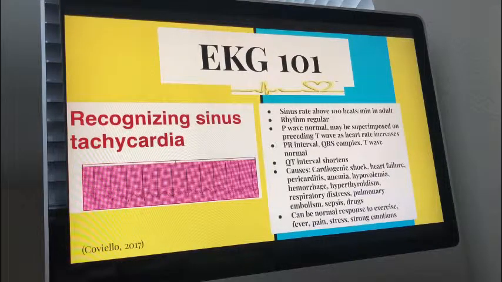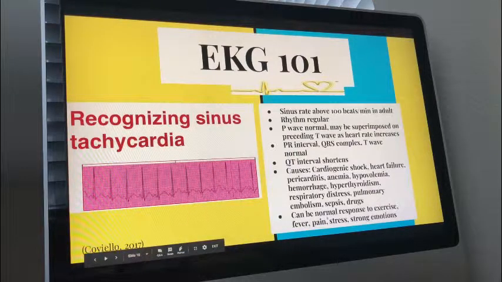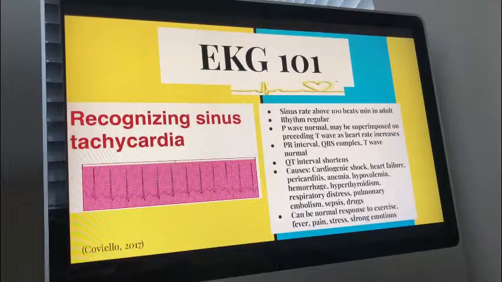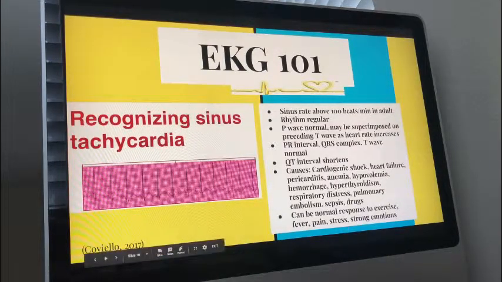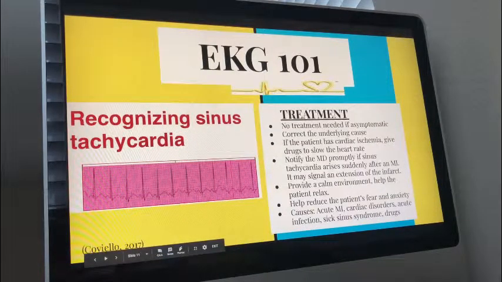This is sinus tachycardia. The rate is above 100 beats per minute in adults. The rhythm is regular, P wave is normal, and it may be superimposed on preceding T wave as heart rate increases. The PR interval, QRS complex, and T wave are normal. The QT interval shortens, and these are the causes. It can be a normal response to exercise, fever, pain, stress, and strong emotions.